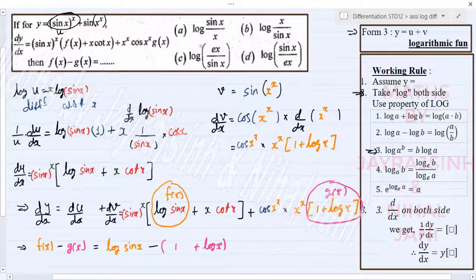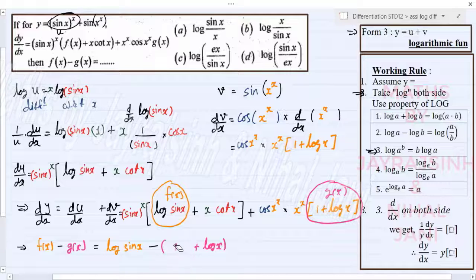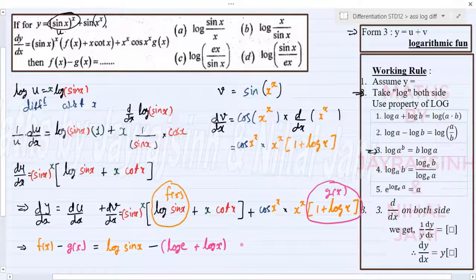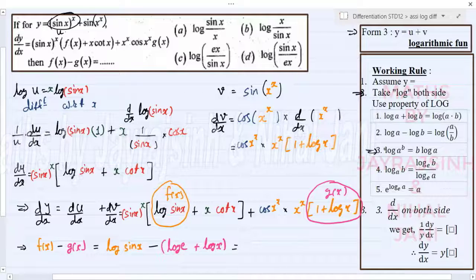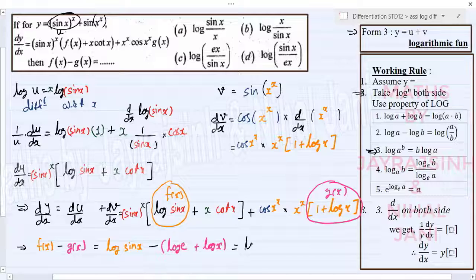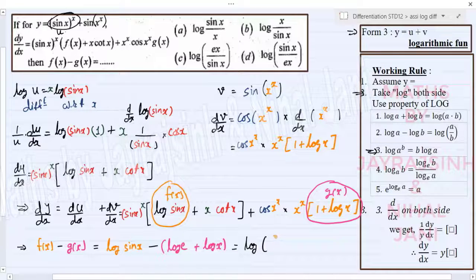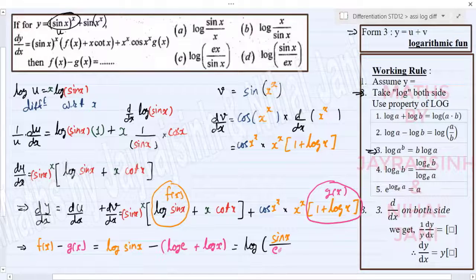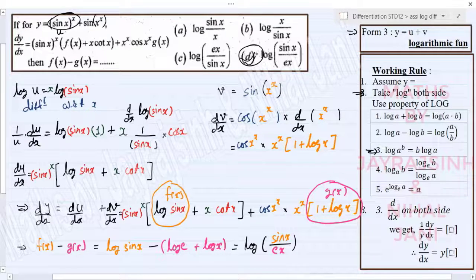Now to get the proper answer, we have to replace this 1 by log e. So using the third property of log, we can say our fx minus gx will be log of sin x upon ex, which is given in option D. Ta-da!